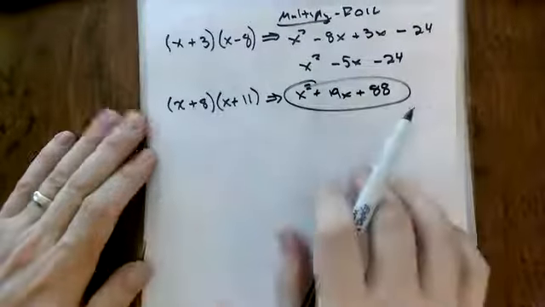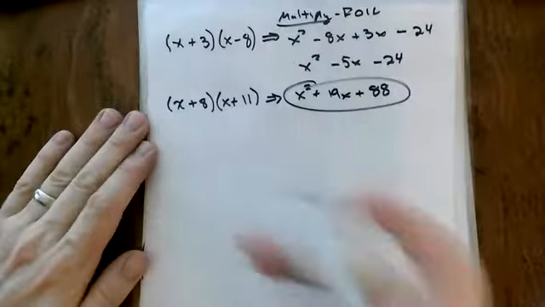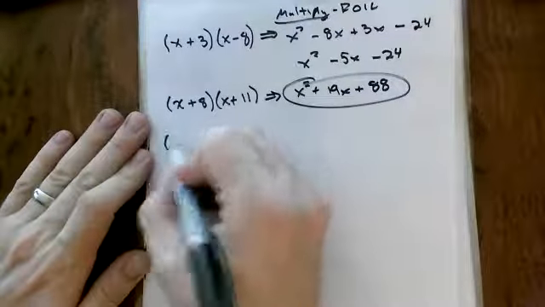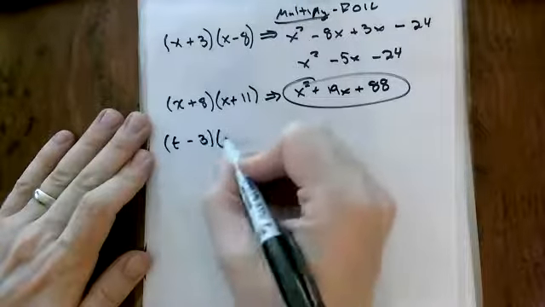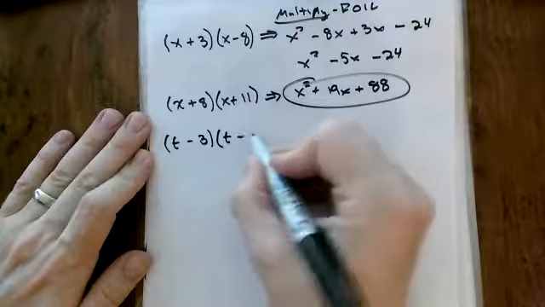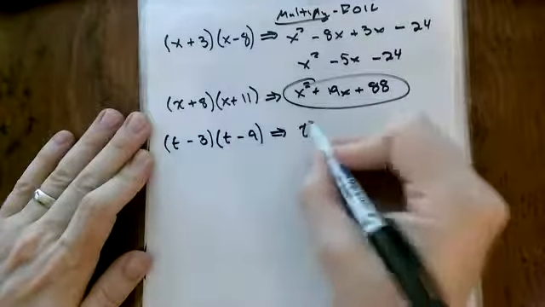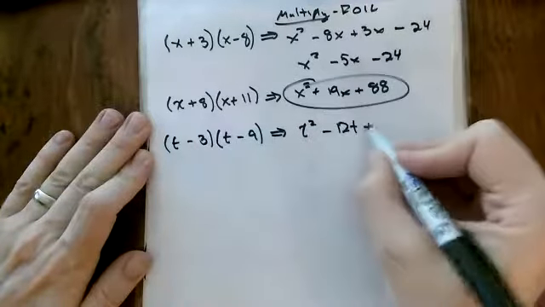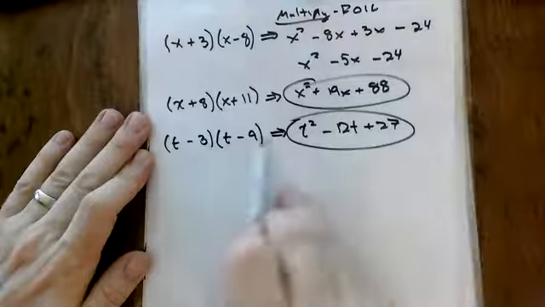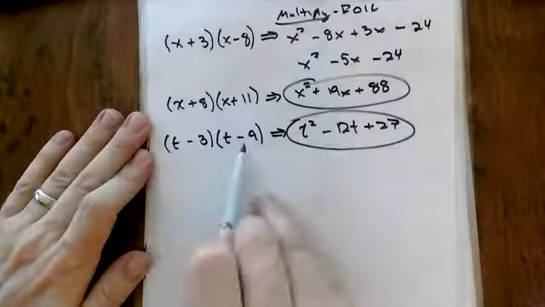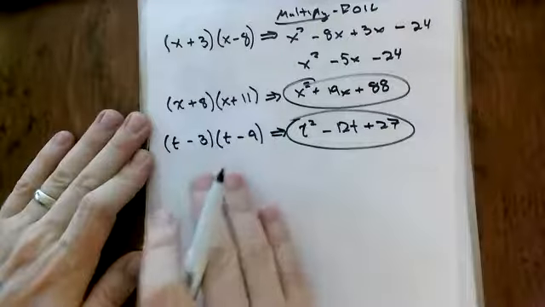And this is something that you might have looked at before and went, oh my gosh, this is going to take us some work. Oh, t minus 3 and t minus 9. Okay. That's going to be t squared minus 12t plus 27. The middle number is the sum of these two. The last number is the product of these two. And that's what we're looking for.